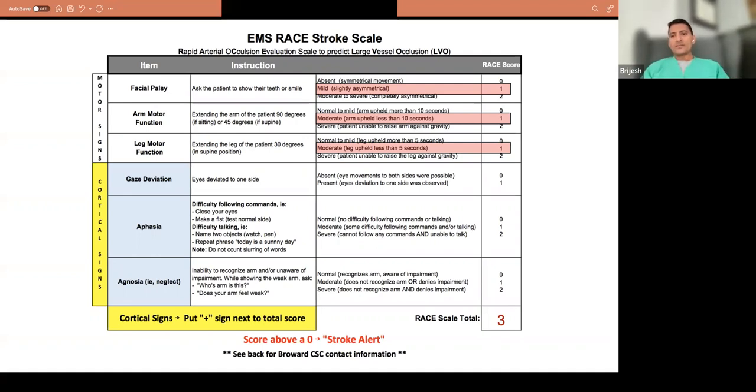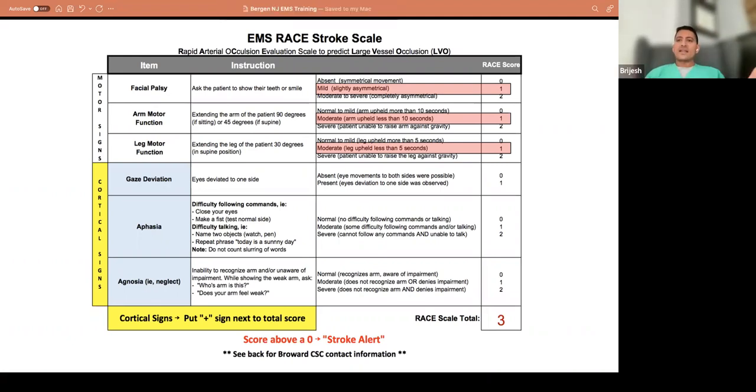So now going back to the RACE assessment, you start your assessment by mainly observing the patient from the foot of the bed. And in this situation, you've determined that they're not gazing to one side or the other. So in that situation, you can go to either side of the stretcher. Then you ask them to smile. You notice a slight flattening of their nasolabial fold, the facial asymmetry. You grade that a 1.